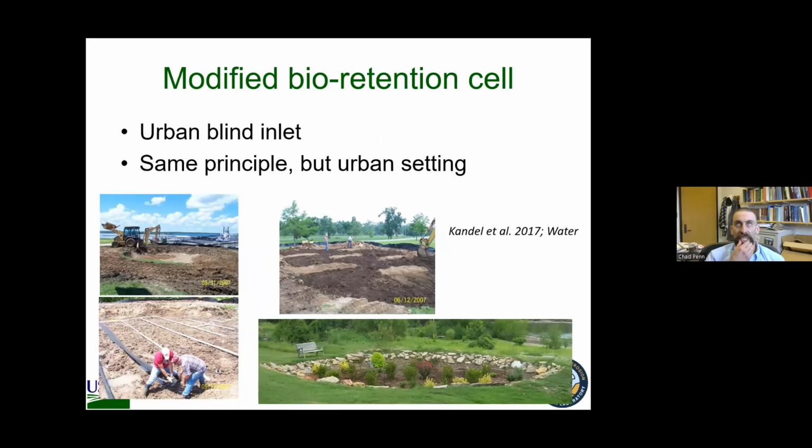Another similar thing is a bioretention cell. Again, a bioretention cell by itself is not a P removal structure, but if you amend it or use a PSM material, it becomes a P removal structure. And essentially a bioretention cell is nothing more than an urban blind inlet. It's the exact same principle as a blind inlet, except it's basically your stormwater basins converted to remove sediment. If you amend it with a PSM, it removes phosphorus as well.